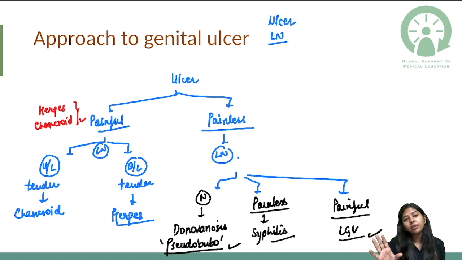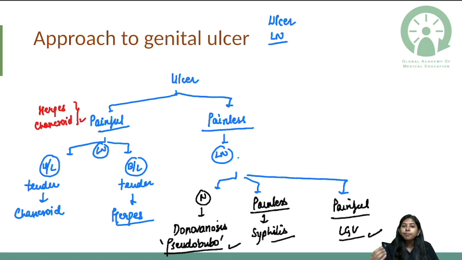If bilateral nodes are involved, and of course the presentation is also different. Herpes will have small vesicles which rupture to form shallow ulcers, and it will have lymphadenopathy which is bilateral and painful. But if you have a very deep undermined ulcer with ragged borders, painful in nature, and a unilateral painful lymph node, bubo, it is chancroid.